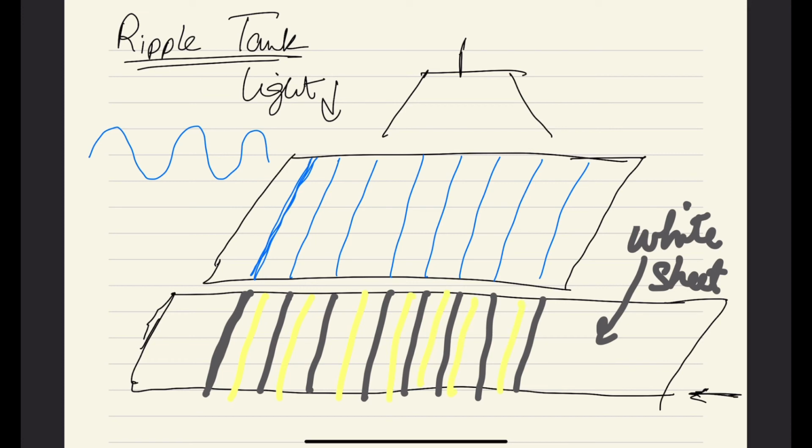Now if you want to measure the wavelength, for that purpose we just have to measure the distance between any two consecutive dark regions. So these are the wavelengths. So that's how we know the wavelength of the water waves by using a ripple tank.